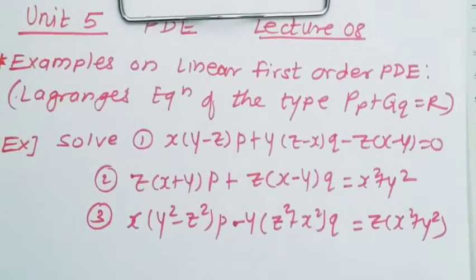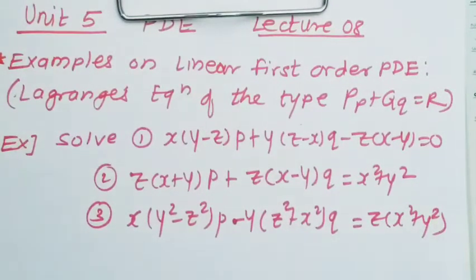In this lecture, we'll continue with the examples on linear first order partial differential equation, that is Lagrange's equation of the type Pp plus Qq equal to R. In the previous lecture also we have seen similar types of examples. There we solved them using the method of grouping and another technique, using the first obtained relation to obtain the second relation. Okay.